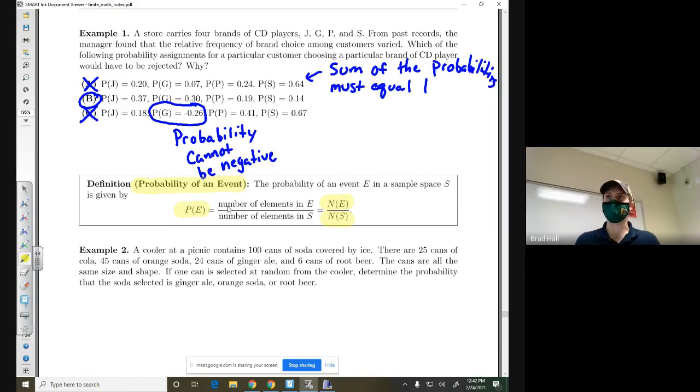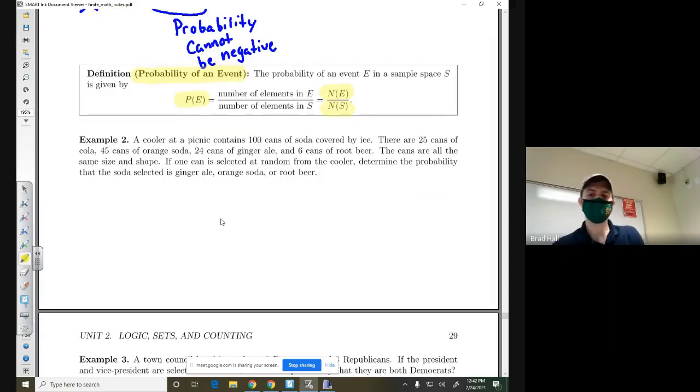So that means we're counting, so we need to think about counting methods. Or if we already know the numbers, then we just need to accumulate them appropriately. So, example 2. A cooler at a picnic contains 100 cans of soda. There's 25 cans of cola, 45 cans of orange soda, 24 cans of ginger ale, 6 cans of root beer. And if one can is selected at random, determine the probability that the soda is ginger ale, orange soda, or root beer.